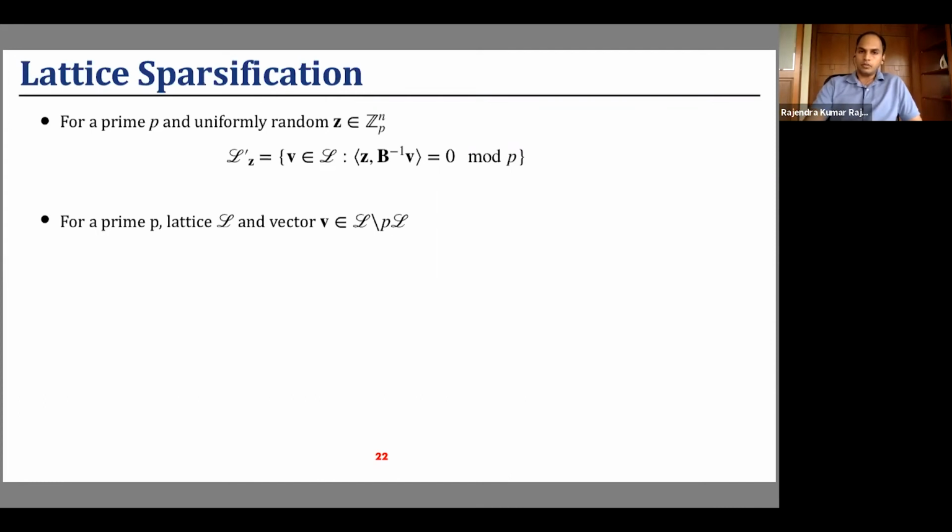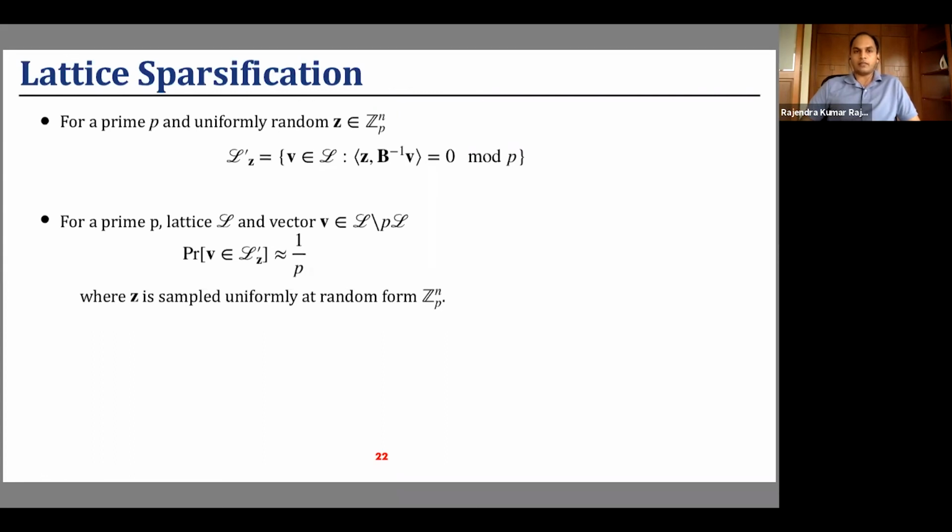And due to this construction, it's easy to see that for a uniformly random Z, and for any vector V, the probability of V being in the sublattice L prime Z is almost 1 by P. The idea for lattice sparsification is you choose a uniformly random vector Z, generate the lattice L prime Z, and on L prime Z you apply your SVP oracle and you get a vector. And you repeat this algorithm many times.